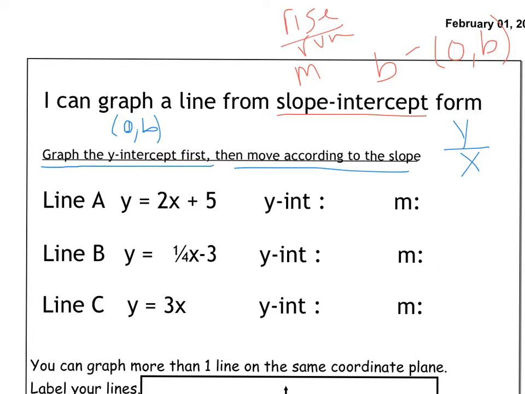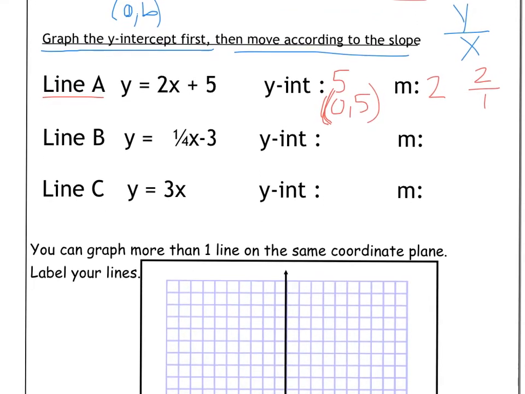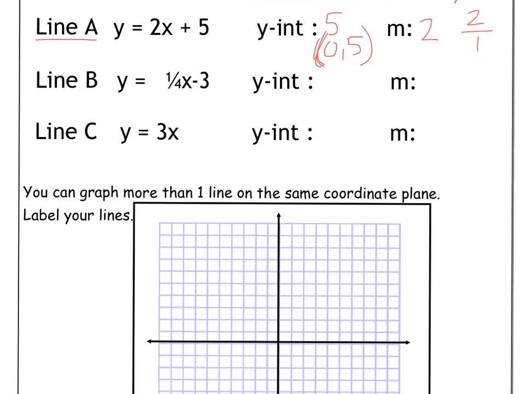So, line A is y equals 2x plus 5. The y-intercept is 5, which would be an ordered pair of (0, 5). That's parentheses. Your slope is 2, which means you're going to move up 2 over 1. So we're going to go down right away and graph line A.